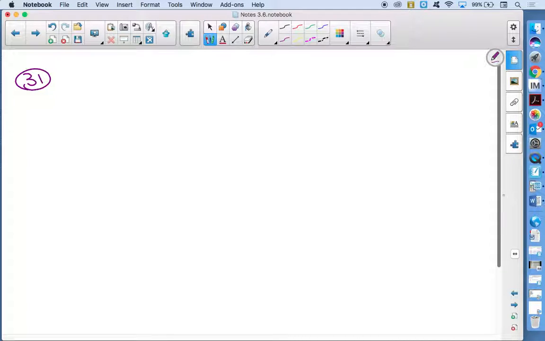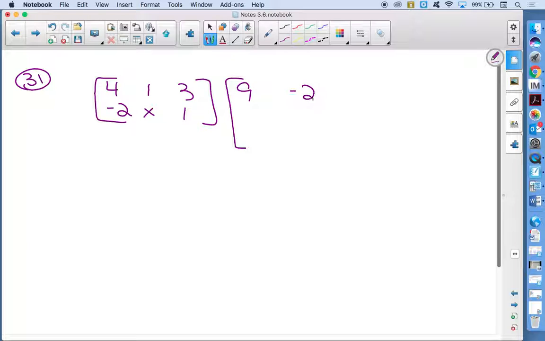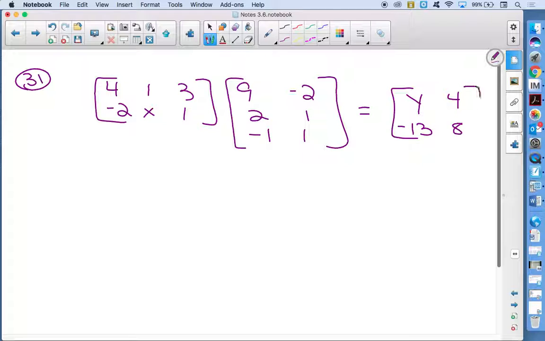So number 31 was an equation matrix multiplication problem. So it had x's and y's, you had to multiply, but you also had to solve for the x's and y's in the problem. So this is what 31 looked like. It didn't give you separate matrices, it already had it written as an equation.